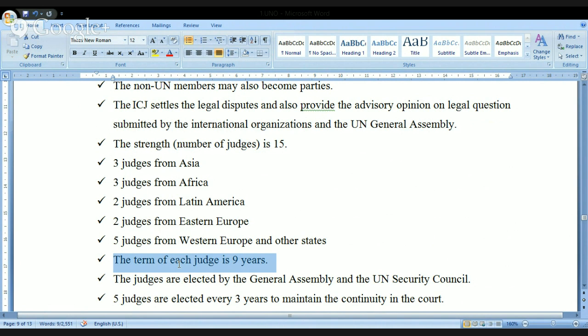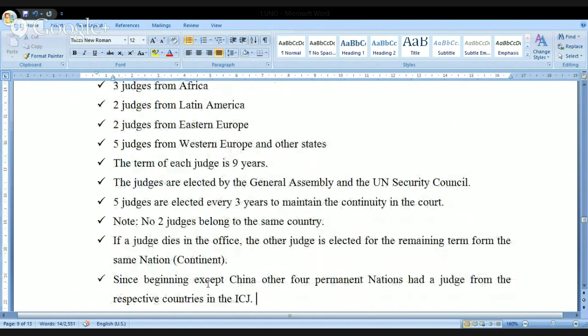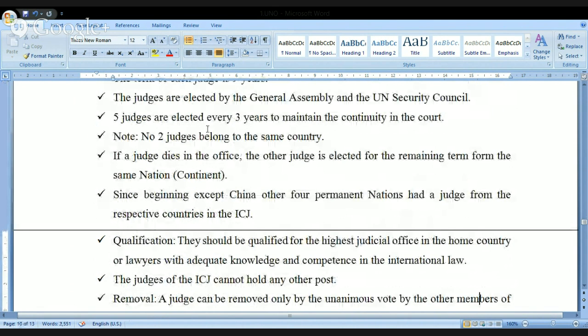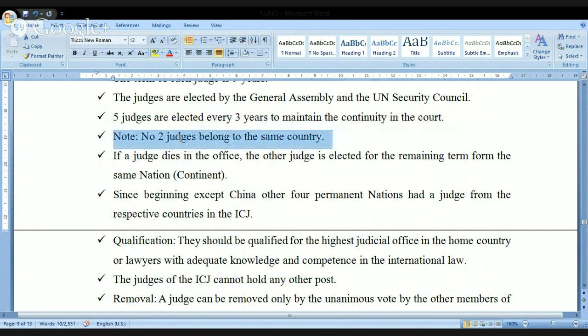Now, if you go to the next line here, the judges are elected by the General Assembly and the United Nations Security Council. Look at this. Now, 5 judges are elected every 3 years to maintain continuity in the court. And this point, kindly look at this. No 2 judges should belong to the same country. Okay. Look at some more points. Every point is important, my dear friends.